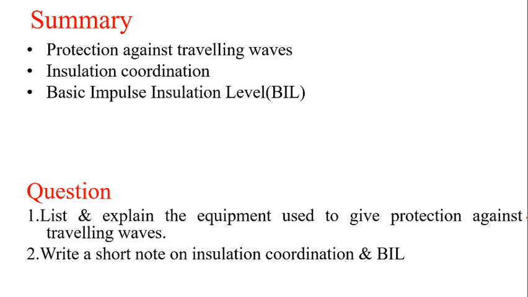Based on this concept, in the examination you may expect a question: list and explain the equipment used to give protection against a traveling wave. One thing you need to remember while answering this question is that you first need to explain the meaning of traveling waves and the effects of these traveling waves on the transmission line or equipment. Then you need to go on to explain the different equipments used for protection against these traveling waves. And also write a short note on insulation coordination and basic impulse insulation level, BIL.